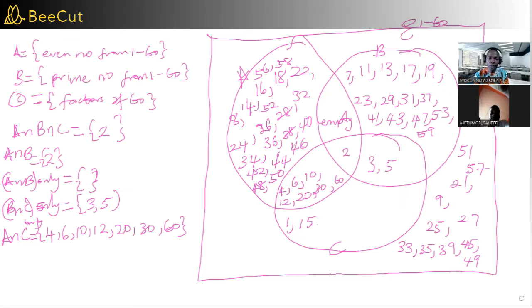Now, if they say elements of A, you list everything in the circle of A. But if they say elements of A only, you will not list all of these that overlap. Then the same thing goes for B and C. So is that clear to you?